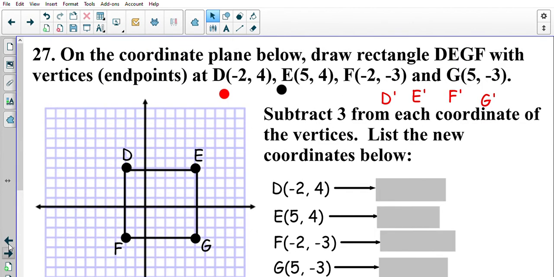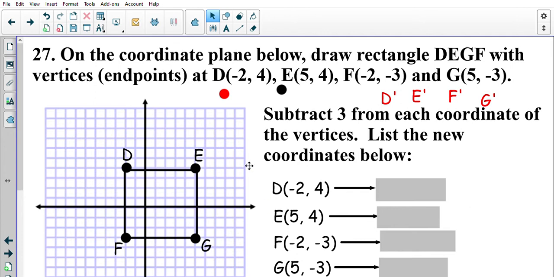All right, let's look at another one of these. Number 27. On the coordinate plane below, draw a rectangle DEGF with vertices or endpoints at D, -2, 4, E, 5, 4, F, -2, -3, and G, 5, -3. All right, so you can see that I did that here.